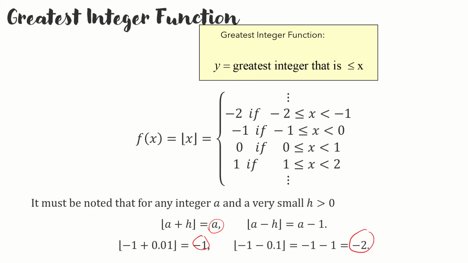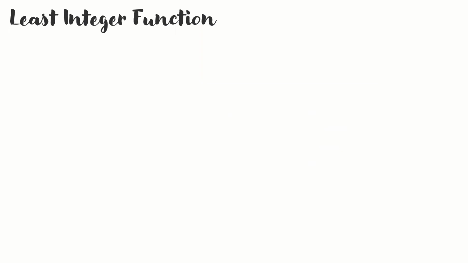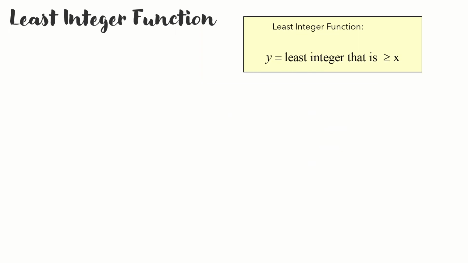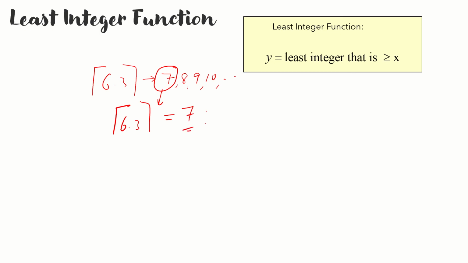Okay, and then we go to the next function that is known as the least integer function, which is defined as the smallest integer among all the larger ones. As I explained earlier, if you take 6.3, the notation is this one now. So we take all integers which are greater than or equal to 6.3, so that is 7, 8, 9, 10, and so on, and then the smallest one among them is 7. So the least integer value of 6.3 will be what? That will be 7.